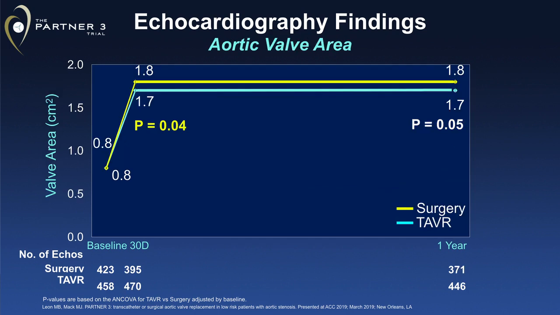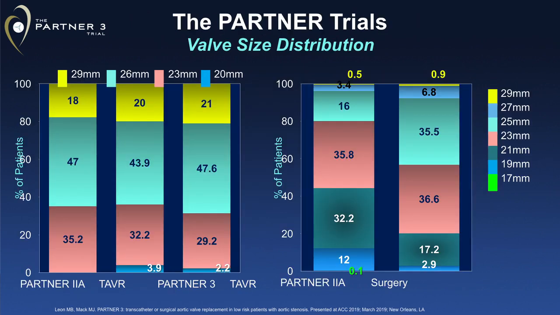Same thing on the opposite end. If you calculate the valve area, just very slightly lower valve area with TAVR than surgical, again, for the same reasons that I would expect, which is barely, it is statistically significant, but I don't think it's clinically meaningful. This just shows you some of the distributions of sizes that were used between surgery versus TAVR.